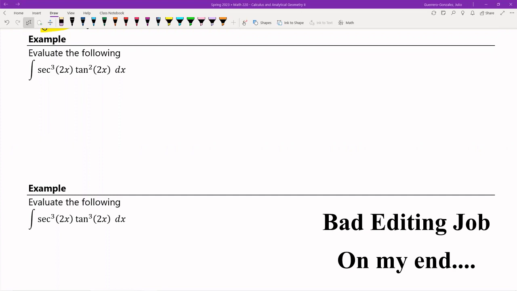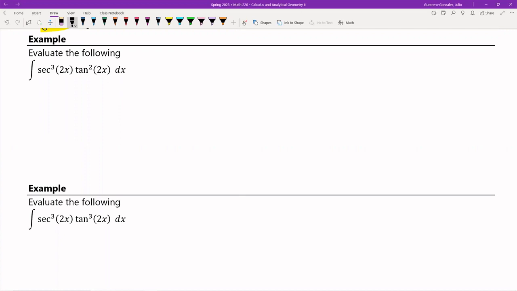So let's move on to this next integral. In this one, I'm going to do the exact same thing. I'm going to grab this tangent squared 2x and use my trig identity on that one. So it's going to be the integral of secant cubed 2x times, tangent squared of 2x is going to be secant squared 2x minus 1, dx.